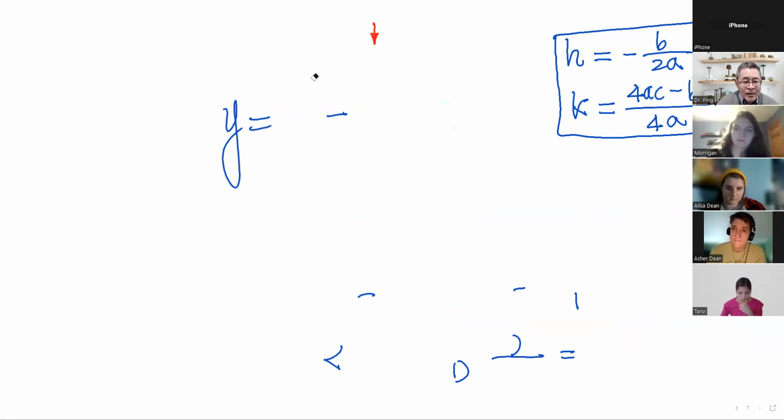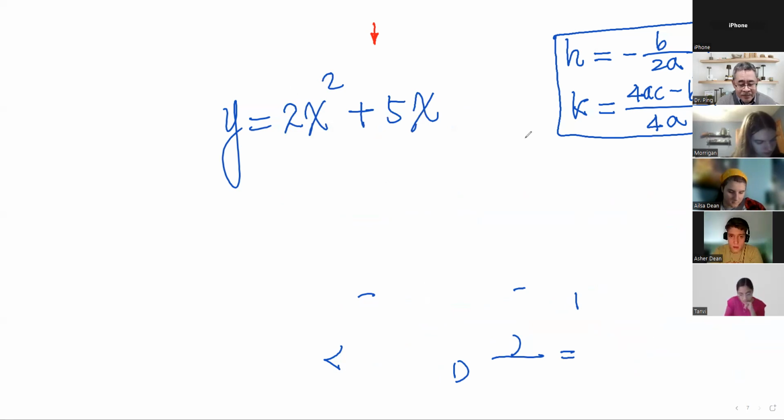Negative B over 2A? 2x squared plus 5x minus 3. Okay. So what you got on this one? And so the H equals and then the K equals, that works for all equations, right?